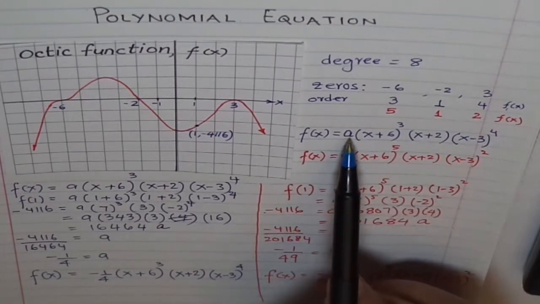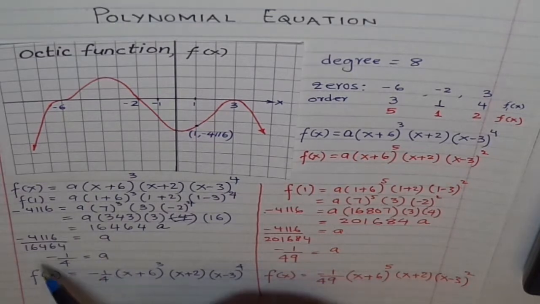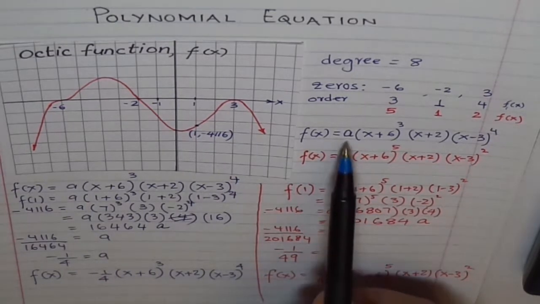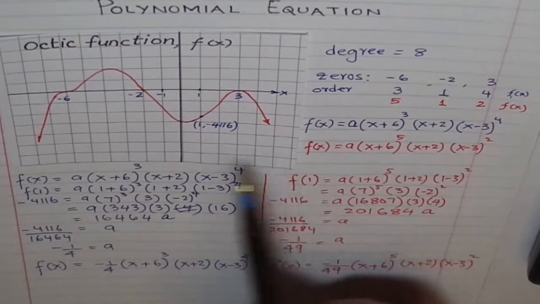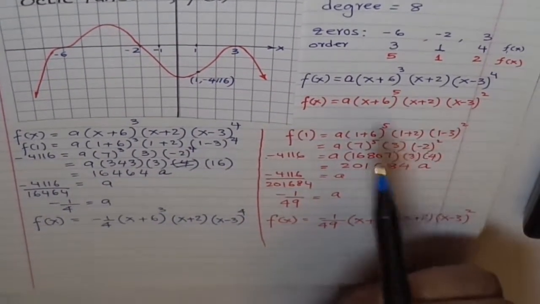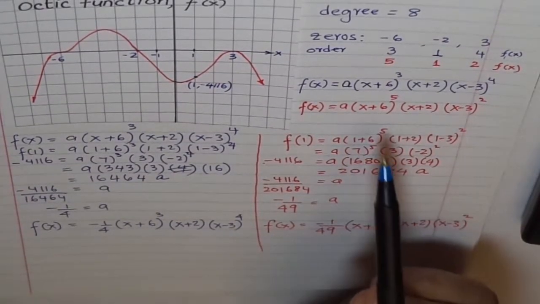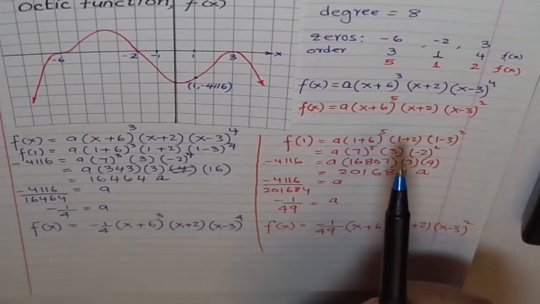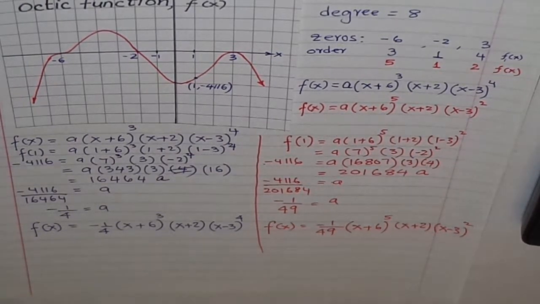To find A, we plugged in the given point, did all the calculations, and found A as minus 1 over 4. So that became the first equation. The second time, we plugged in the value again into our second equation and found A to be minus 1 over 49. So that became the second possible equation for our polynomial. Okay, so that's how you can find it. The second important thing is that a graph can be represented by more than one equation. Okay, fine. Thank you.